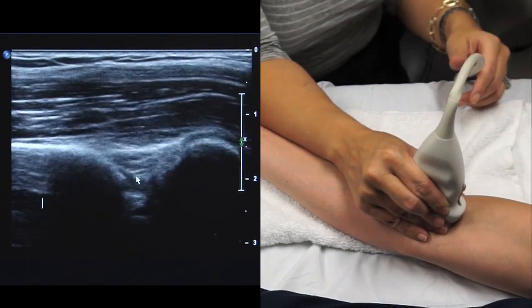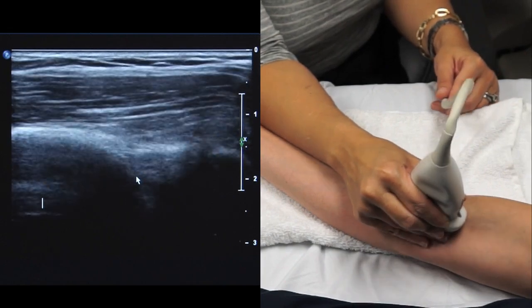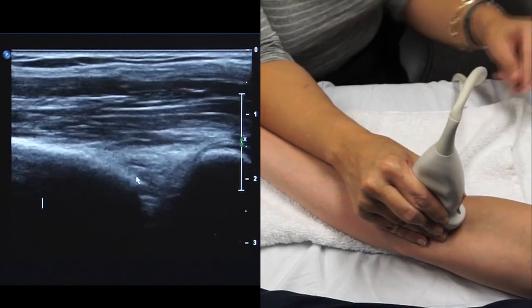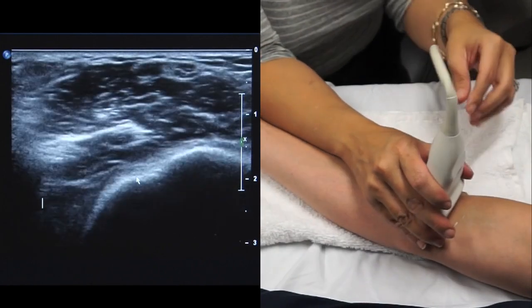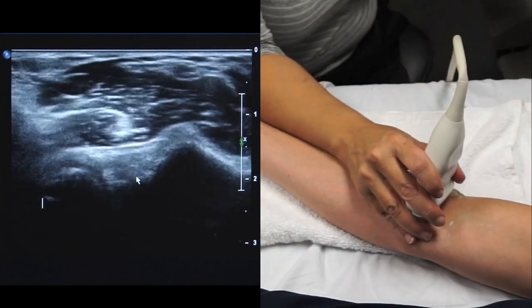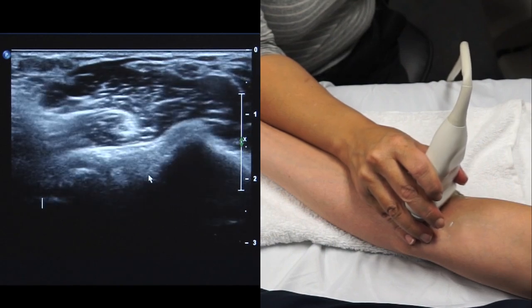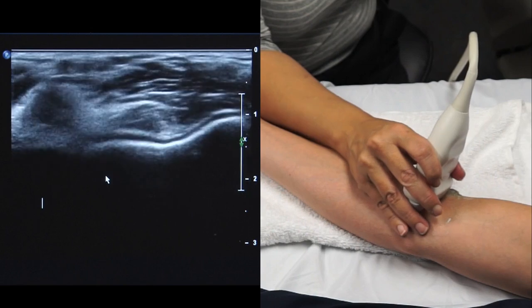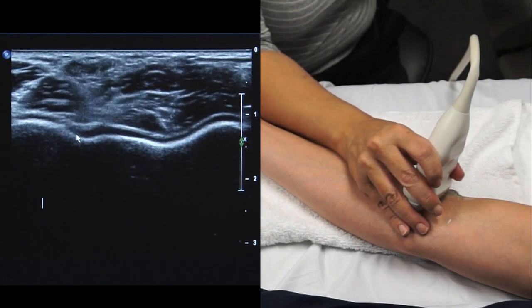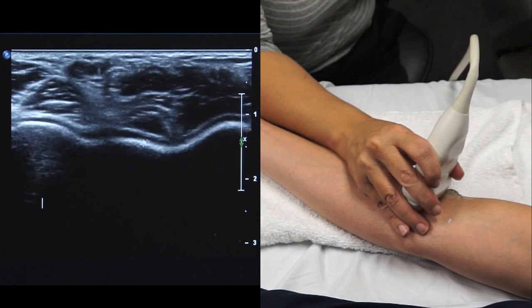And you can scan lateral to medial, looking in this recess, and also turn transverse. So turn the transducer 90 degrees. And here again, you will see the fat pad sitting in this fossa. And then scanning distally, you can also see the cartilage on the surface of the distal humerus here.